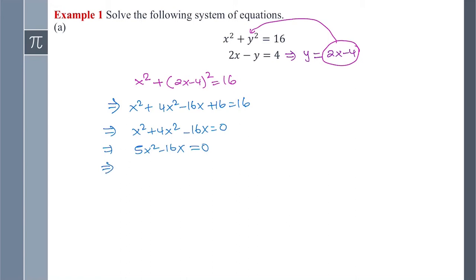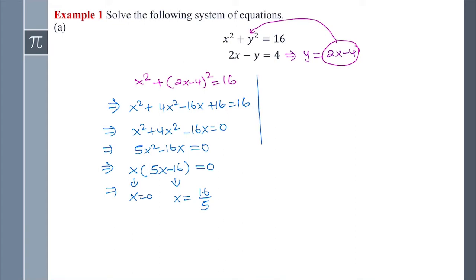Then we can solve this one by factoring. We'll factor out x, and then we have x times (5x minus 16) equals 0. From here we have x equals 0, and from here we get x equals 16 over 5. Now we have two values of x, so we should have two corresponding values for y as well.